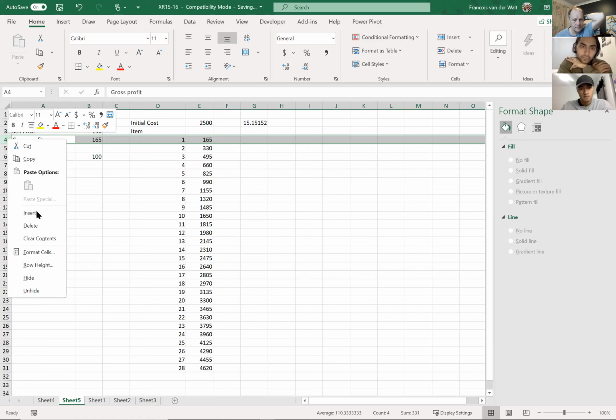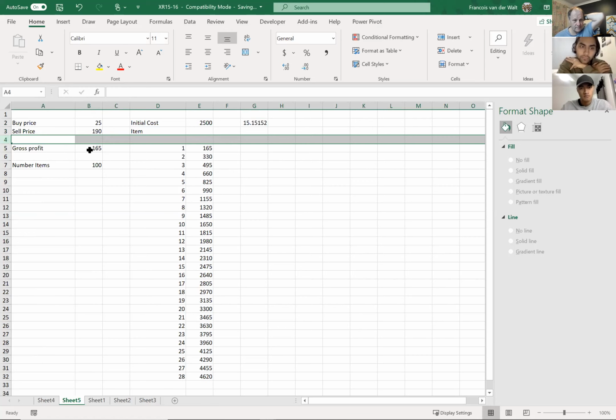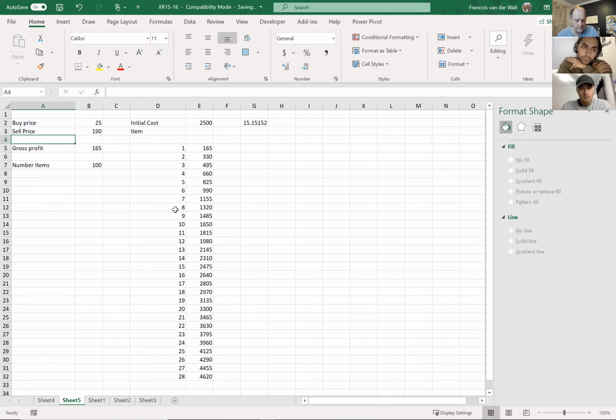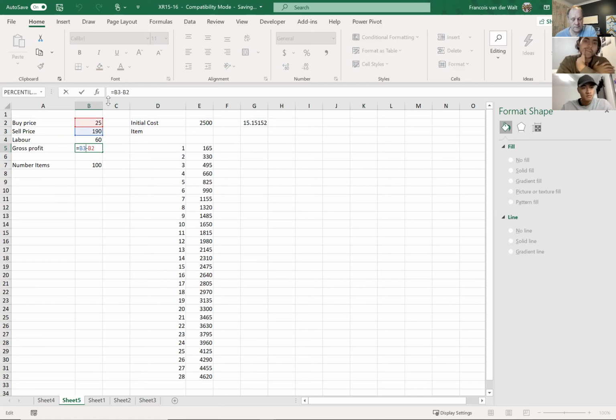now I can change the whole thing slightly by inserting a line here. And say, for instance, I can add in my labor. So for each one that I install, it takes me about an hour. And say, for argument's sake, I want to charge myself out at $60. So the gross profit now becomes this. Yeah, makes sense. My labor.